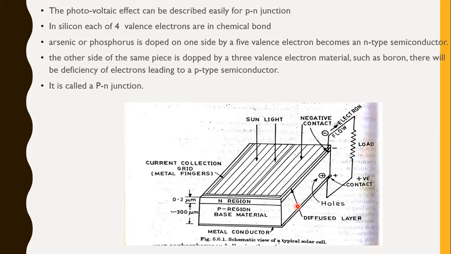This PN junction is usually obtained by putting a p-type base material into a diffusion furnace containing a gaseous N-type dopant. This dopant is such as phosphorus, and we are allowing the N dopant to diffuse into the surface to a depth of about 0.2 micrometers.